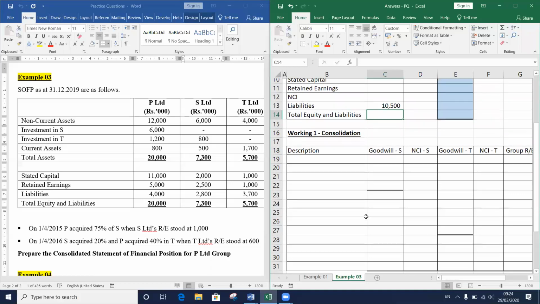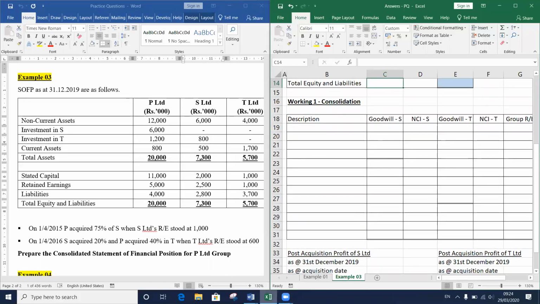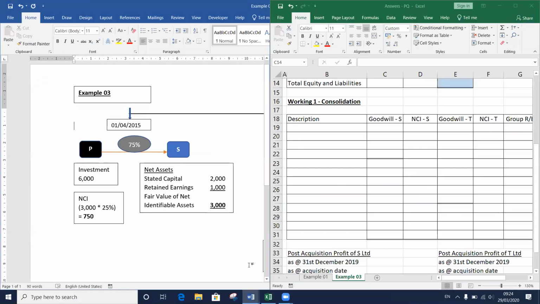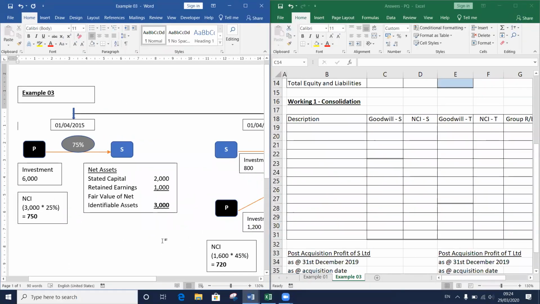Right. Then we can move to our workings. It was the main working. For that we will need this mapped information. අපි map කරගත්ත informations base කරන් තමයි අපි working එක build up කරන්නේ. Right. Can you remember how to calculate the goodwill? Three things, three components. What? Investment, NCI, minus net assets. Right.